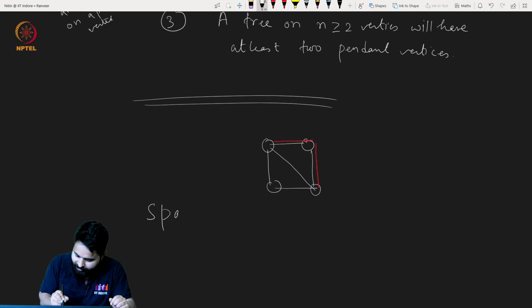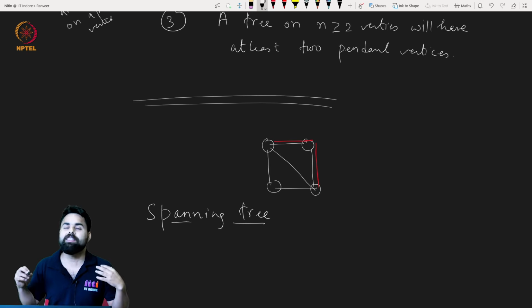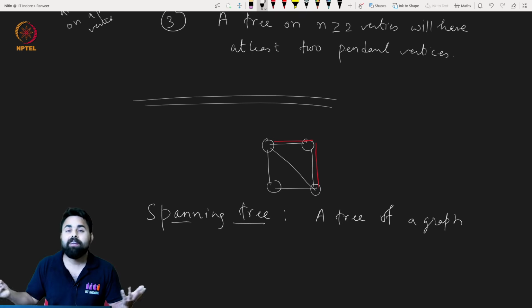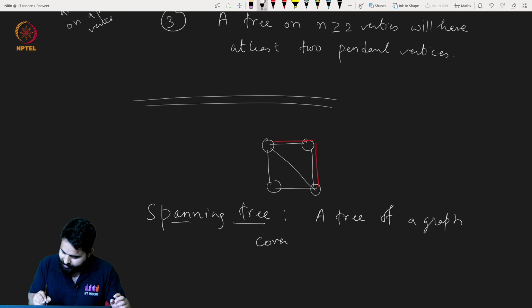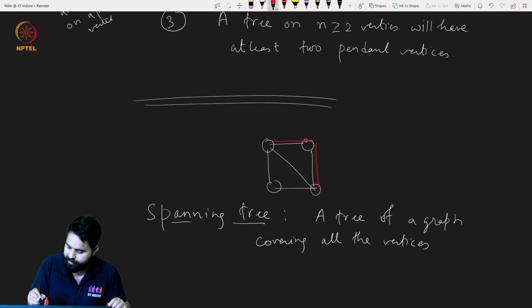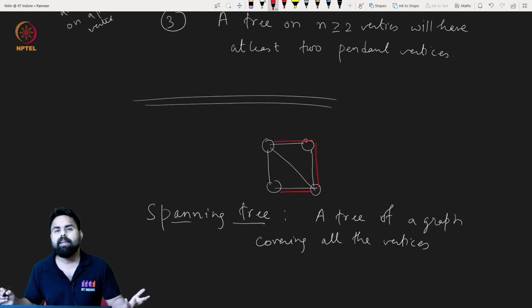Spanning trees. It is a tree of a graph covering all the vertices. I will tell you an example of it. For example, this is a tree but not a spanning tree. This is a spanning tree. Similarly, there could be another one.